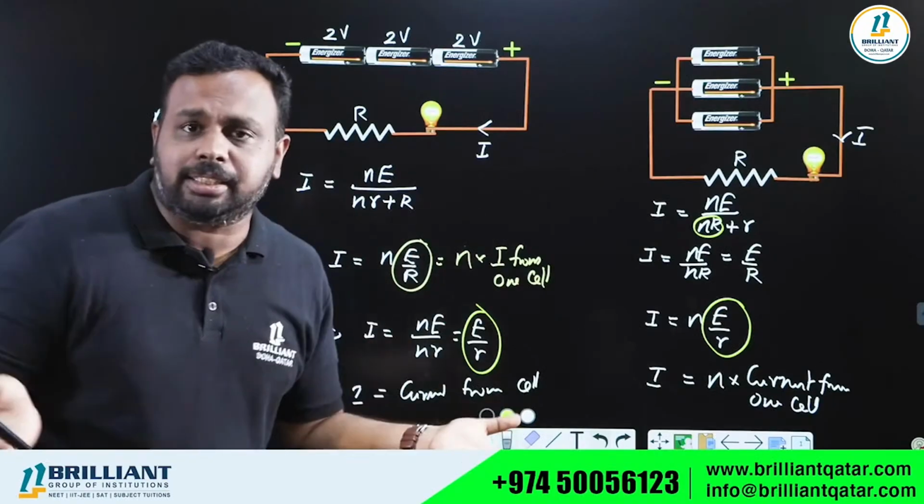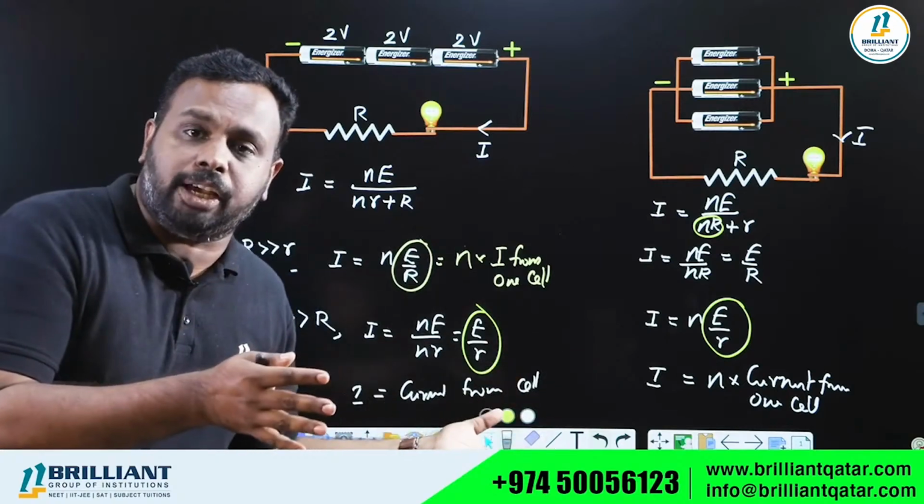In a circuit, cells can be connected in series or in parallel. So in which case will we be getting more current, a maximum current?